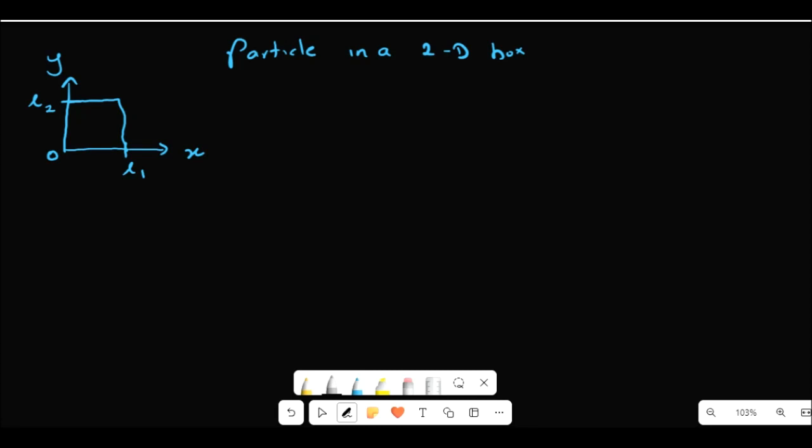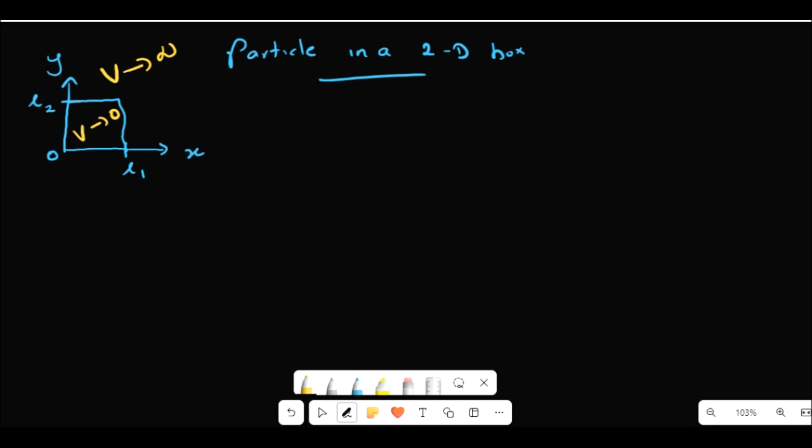Okay, so in this video we're going to talk about the particle in a 2D box. So here this is the 2D box. Like in the same 1D box system, we are going to put our potential energy infinite outside of the box and potential energy 0 inside the box.